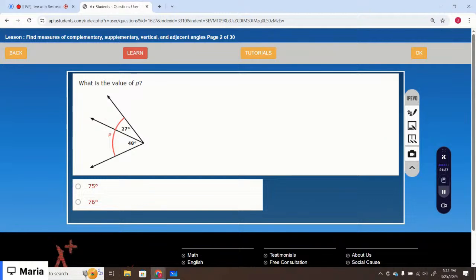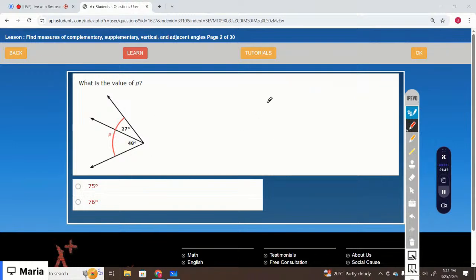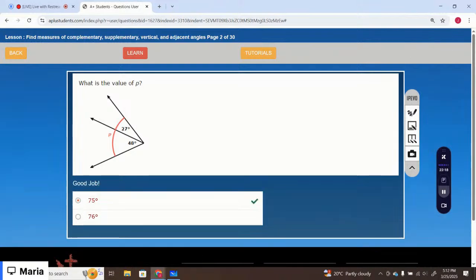What is the value of P? You are given two angles, 27 degrees and 48 degrees, and P is the bigger angle that measures 27 plus 48. So 8 plus 7 is 15, and 75 degrees it is. So angle P measures 75 degrees. Option number one is the correct option, that is 75 degrees.